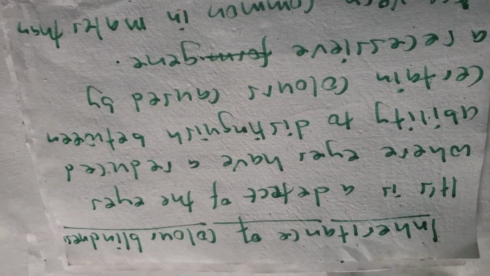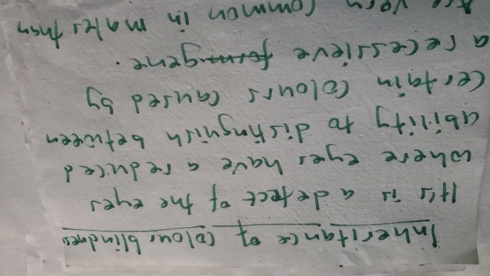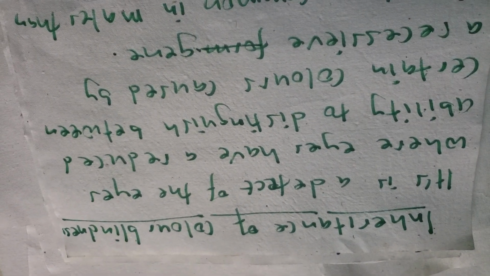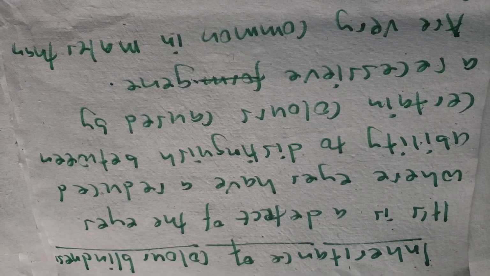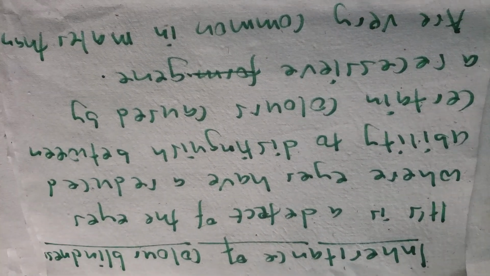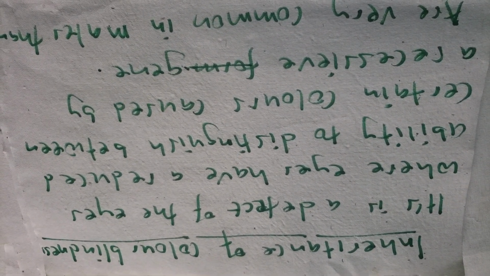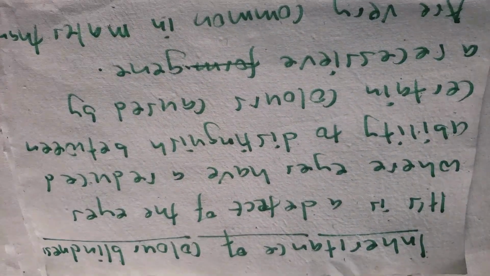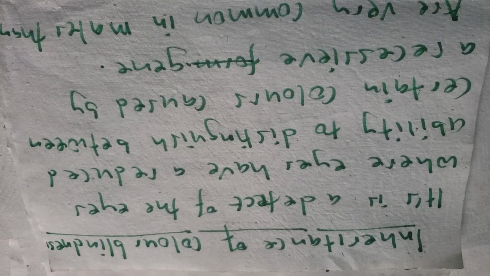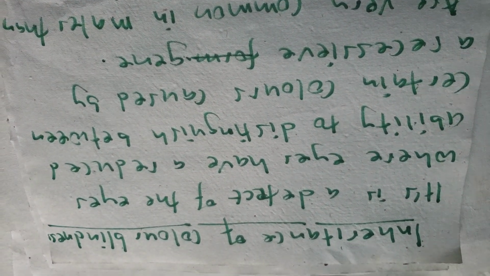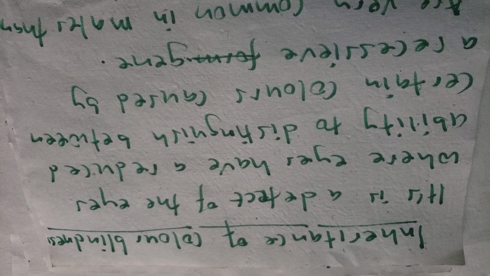Now in this session, we are going to look at inheritance of color blindness. So when we talk about color blindness, we are saying that it is a defect of the eyes where the eyes have a reduced ability to distinguish between certain colors caused by a recessive gene. Now the ability of the eye not to distinguish between certain colors caused by a recessive gene is what we are calling inheritance of color blindness.